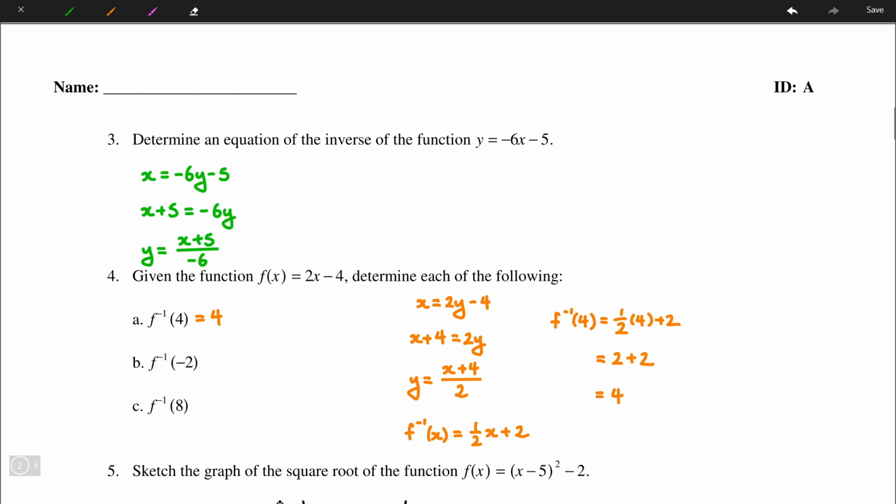Second answer, we're going to substitute in -2. -2 times 1/2 is -1. -1 plus 2 is 1. And finally, 8 times 1/2 is 4. 4 plus 2 gives us 6.